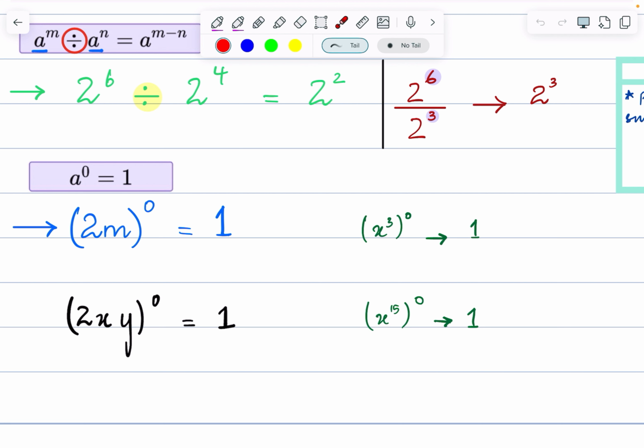Third law is that whenever you have anything raised to the power 0, it could be an alphabet, it could be a number and an alphabet, it could just be a number, it could be 1 million raised to the power 0, it could be anything, it will always equal 1. ठीक है, anything raised to the power 0 will always and always equal 1, not 0, 1. ठीक है, like for example 2m whole power 0 will equal 1. 7 power 0 will also equal 1. Anything raised to the power 0 is equal to 1. Clear?